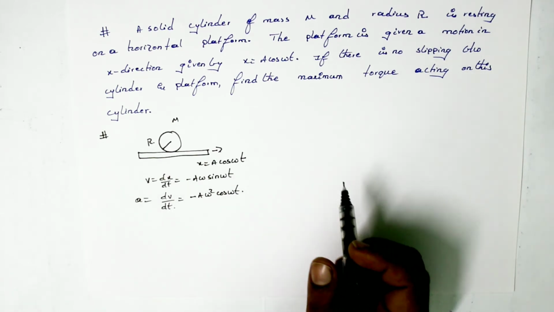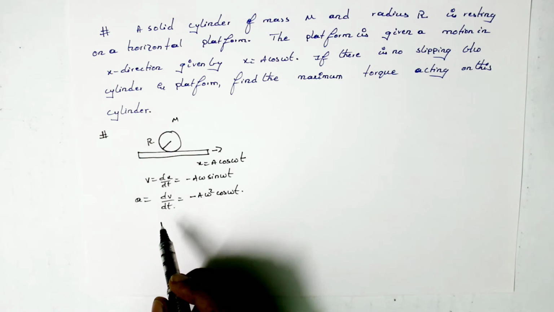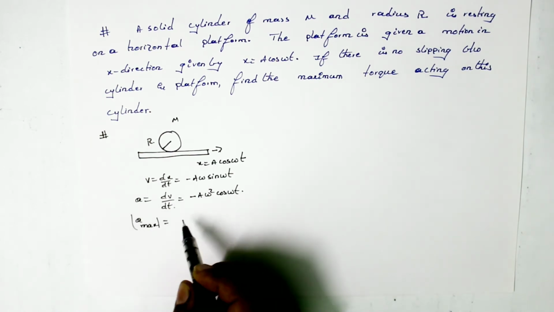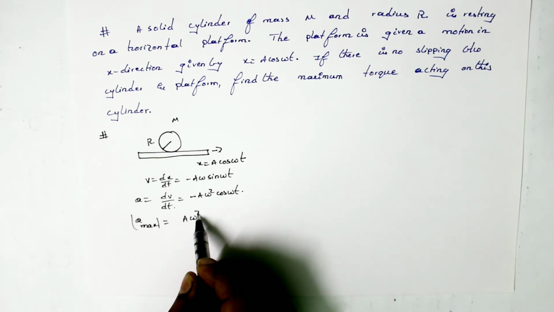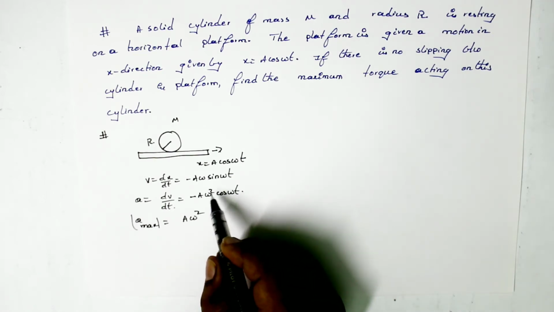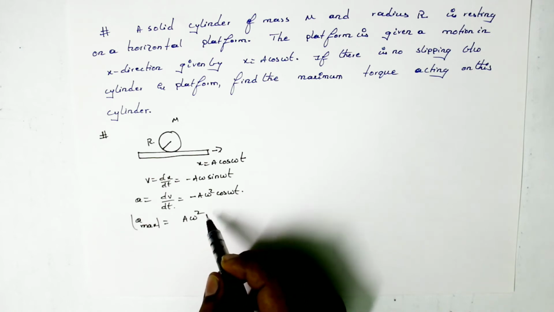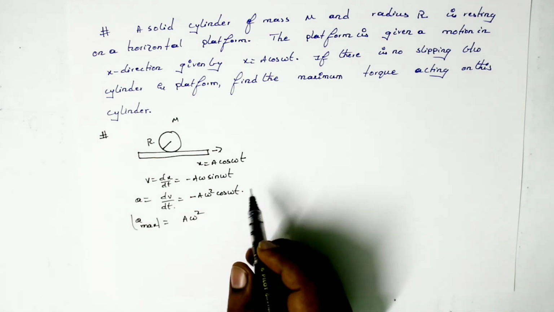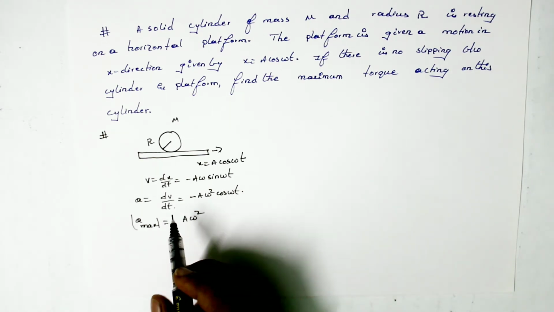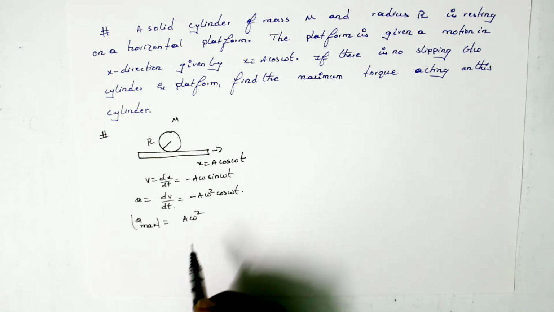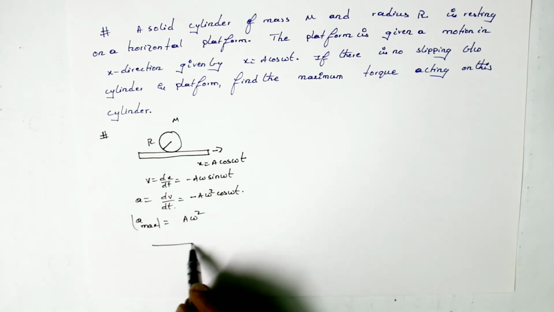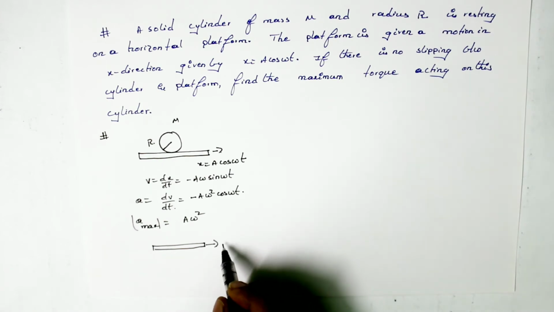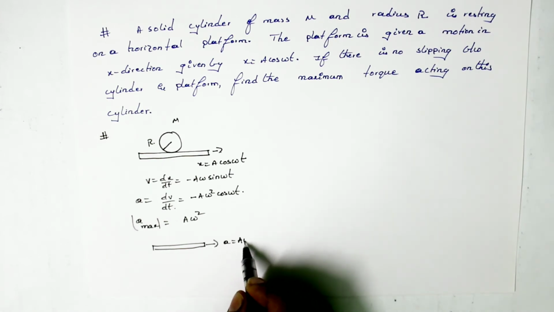And he is asking maximum torque, so therefore acceleration should be maximum, and the maximum acceleration magnitude I can write is equals to a omega square, because the maximum value of acceleration becomes a omega square when cos omega t becomes equal to 1, because the maximum value of cos theta is 1. So this is the maximum acceleration of the platform. Therefore I can write this platform can accelerate with the maximum acceleration of a is equals to a omega square.